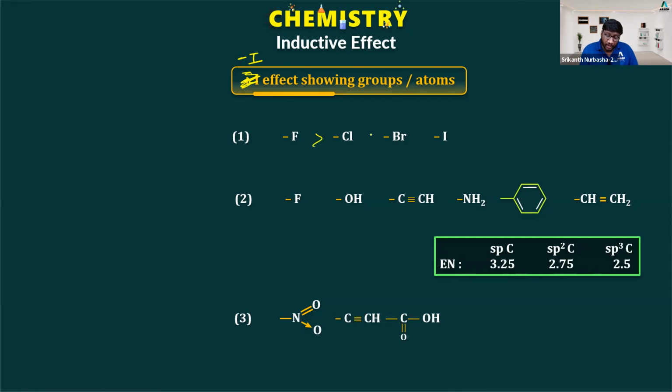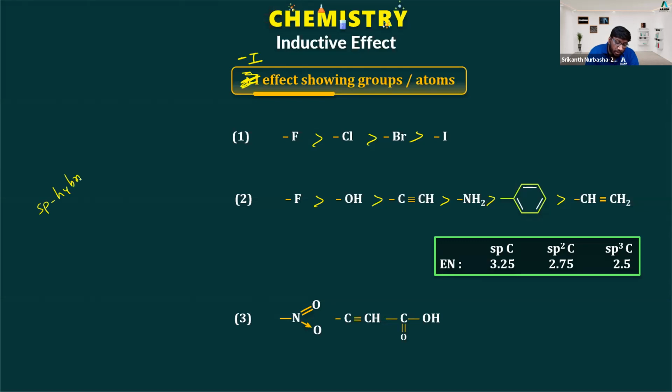Yes or no? Yes, based on electronegativity. Then fluorine, OH, C triple bond CH, NH2, C6H6, CH double bond CH2. Here what you will have? F will have greater, then OH, then C triple bond CH. Based on electronegativity, you can compare. The sp hybridized carbon will have more electronegativity when compared to nitrogen. That point you have to remember.